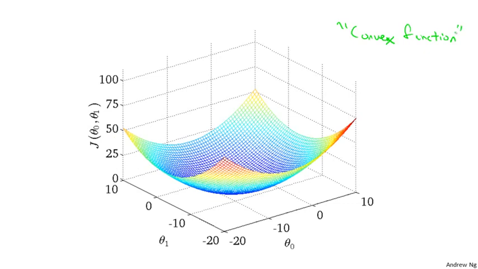I'm not going to give the formal definition of a convex function, C-O-N-V-E-X, but informally, a convex function means a bow-shaped function. This function doesn't have any local optima except for the one global optimum. And gradient descent on this type of cost function, which you get whenever you're using linear regression, will always converge to the global optimum because there are no other local optima.